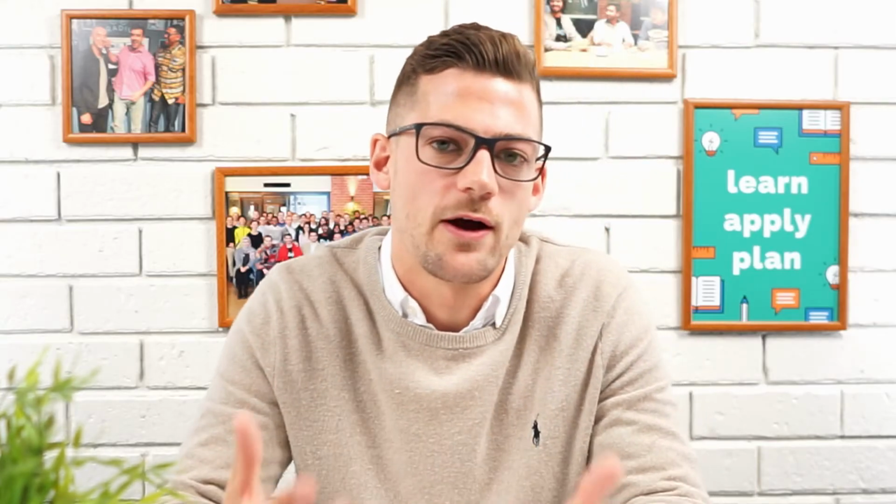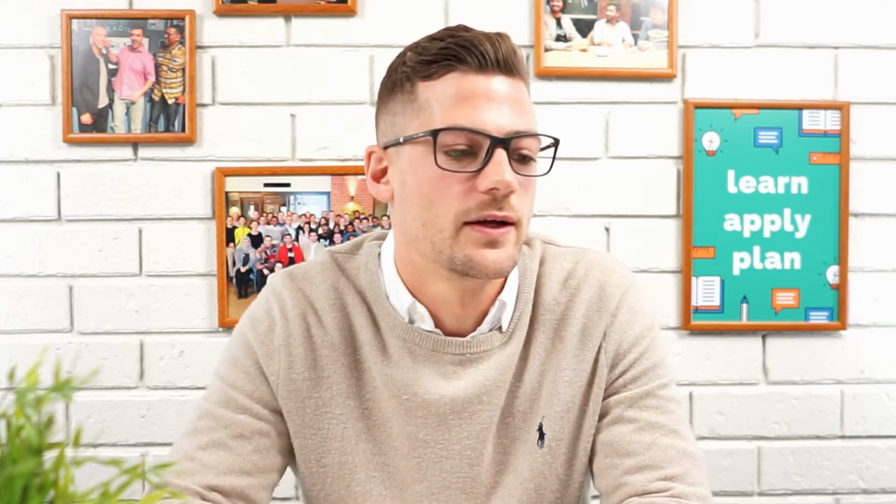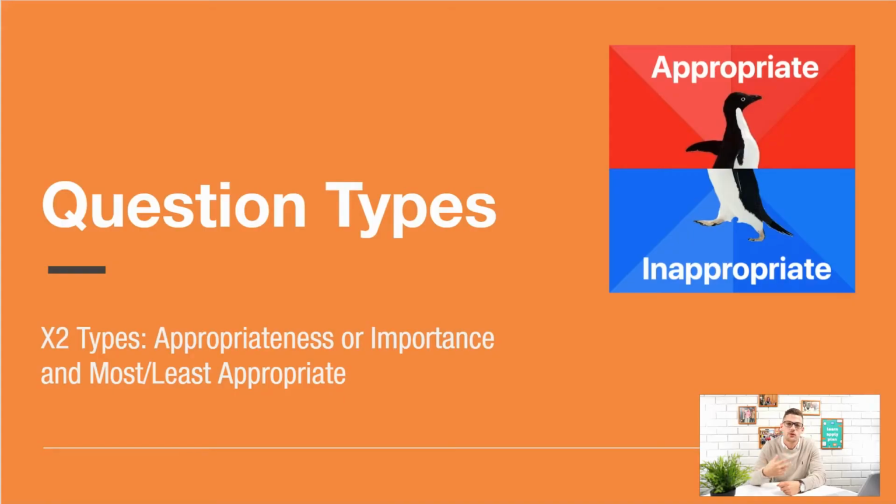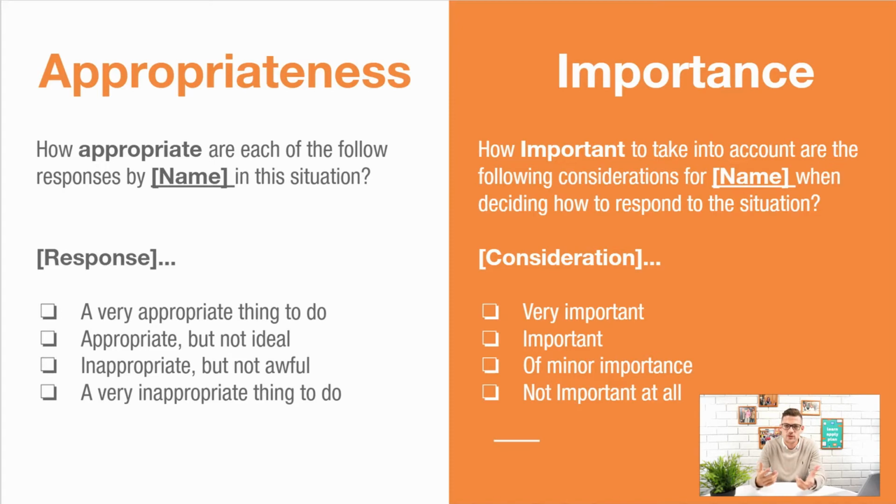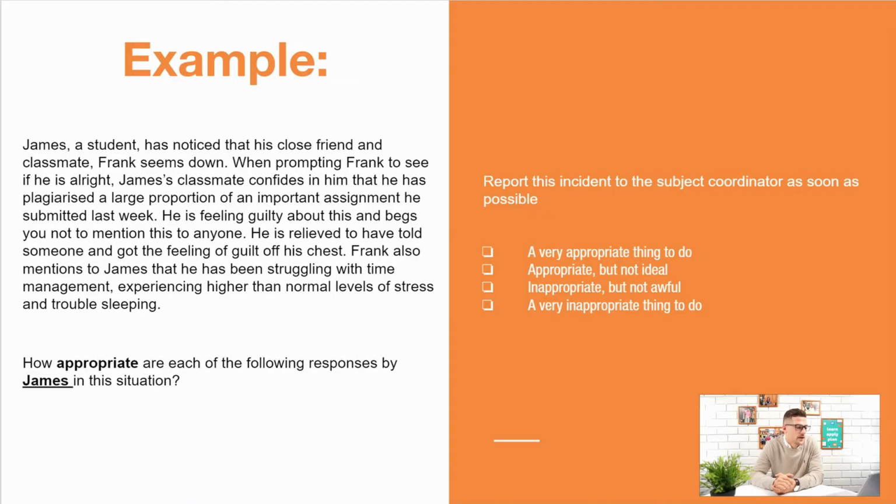So following a scenario, you'll be given a question below. Usually it's going to be appropriateness or importance. As we saw in the previous video, this is usually the outlay, and you're followed by 4 different options. We might go through an example because this is going to be the best way to break this down. So here on your slide, you'll be able to see a scenario followed by a question, followed by a response, and 4 response options.